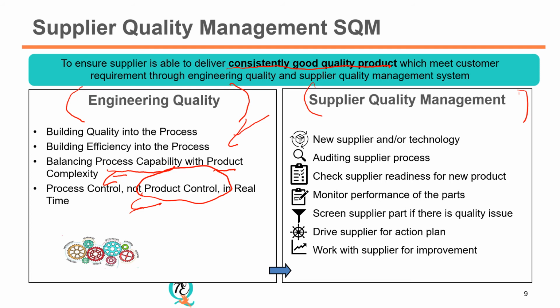Therefore, in supplier quality management, we must look at new supplier or technology qualifications, auditing the supplier's process, checking whether the supplier is ready for the new products, monitoring the performance of the parts, screening the supplier's parts if there are any quality issues. Yes, we have to lead the screening in supplier quality management. And then we drive suppliers for action plans and work with suppliers for improvement. These are the general work or roles and responsibilities of supplier quality engineers and managers.